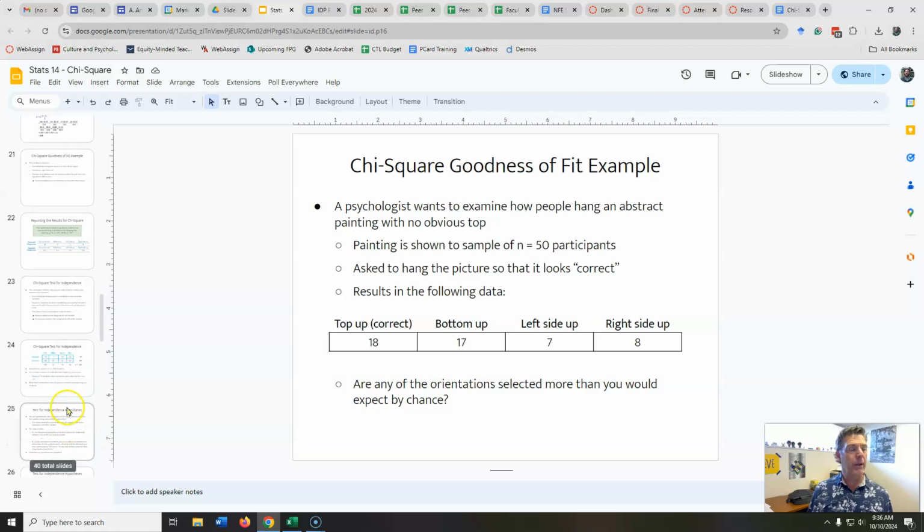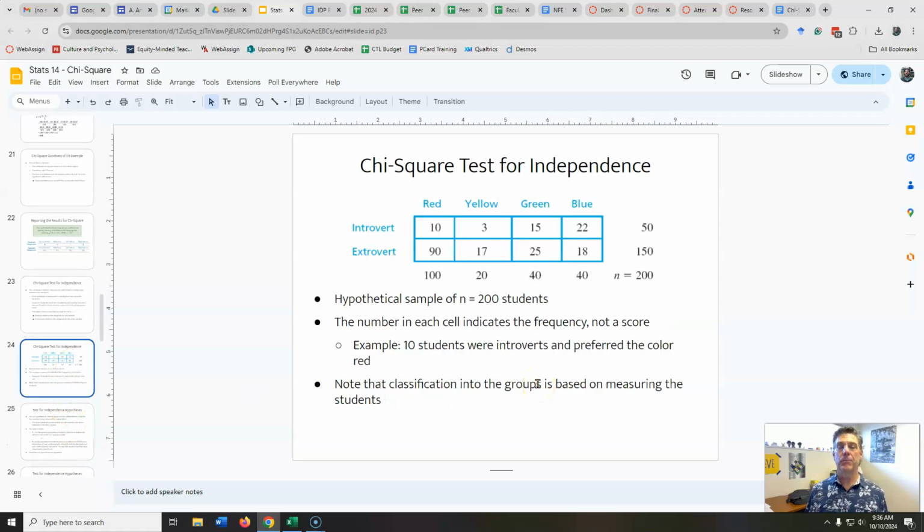But what could end up happening is we get something more like this, where we have 2 rows. So we see 4 columns and 2 rows. This kind of matrix is telling us that there are 2 variables, and this is the test for independence. Over here on the left is one variable. It has 2 categories, introvert and extrovert. So this is our personality variable.